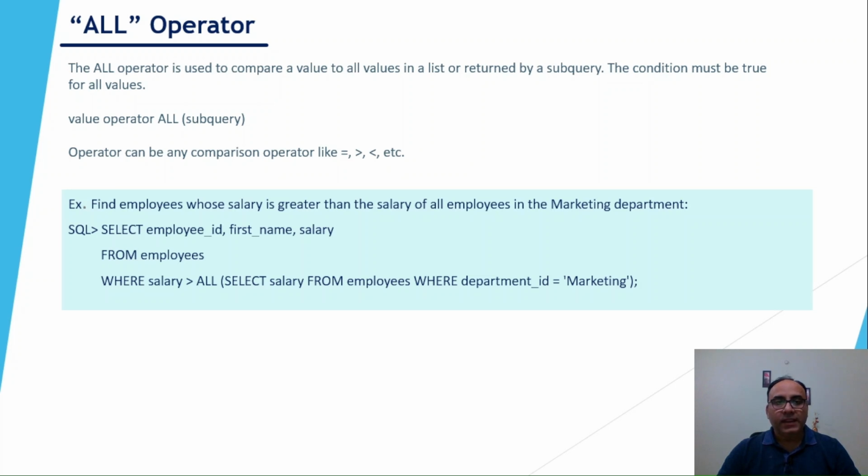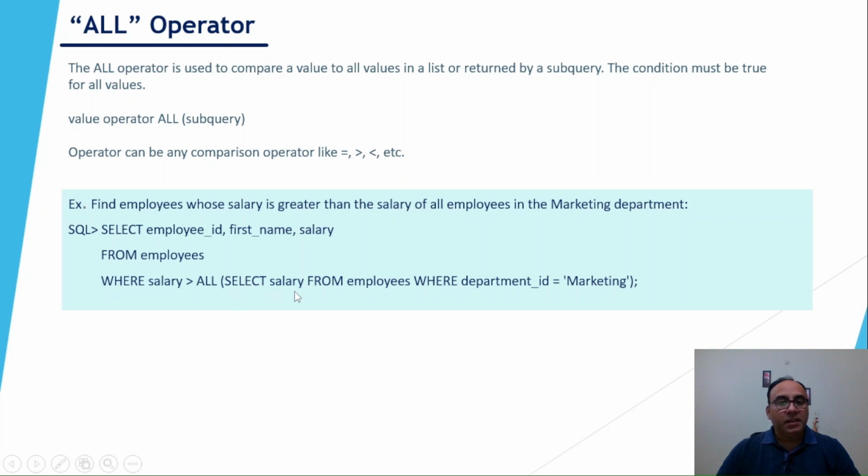Okay. So the query here is: select employee_ID, first_name, salary from employees where salary greater than all, select salary from employees where department_ID is equal to marketing. So how will this particular query be executed? First, this subquery will be executed.